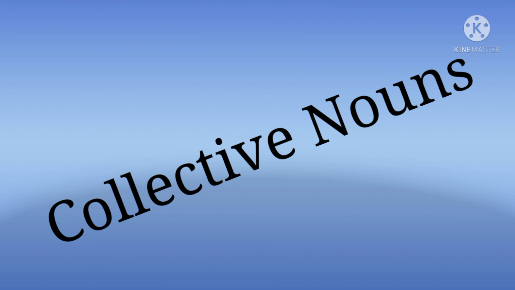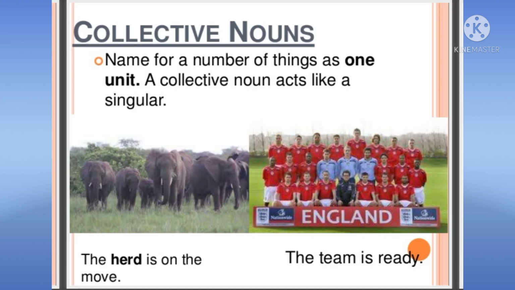Collective, from the word itself you can understand that there is a collection of things, collection of people, collection of places, etc. As given here as a definition, a name for a number of things as a single unit. For example, the herd is on the move. Herd means a number of elephants are there, but it refers to a single identity, that is called a collective noun. The team is ready.